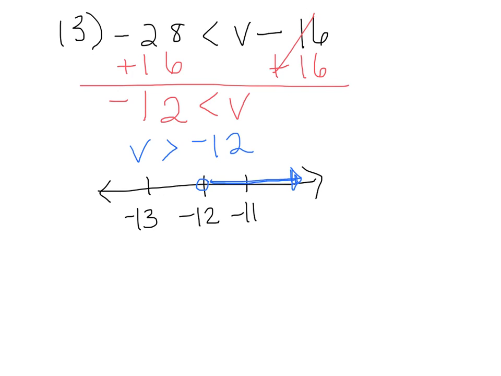Now let's look at the next worksheet, going over multiplication and division. Let's begin with problem number 1. Problem number 1 says negative 4m is greater than or equal to negative 4. Remember, when the variable and the number are written right next to each other like that, that means you're multiplying.